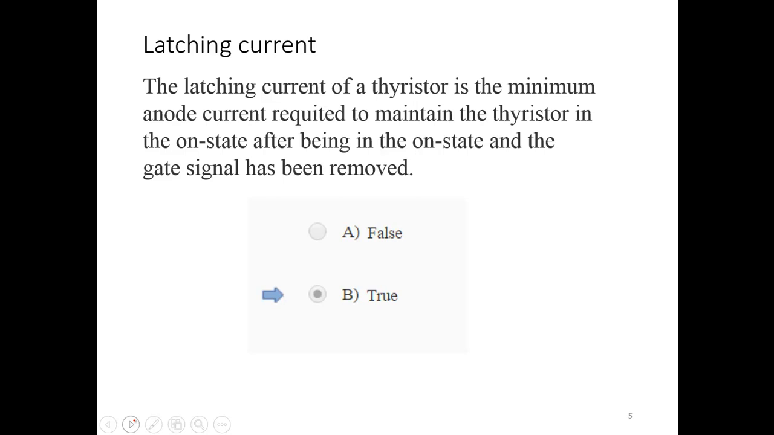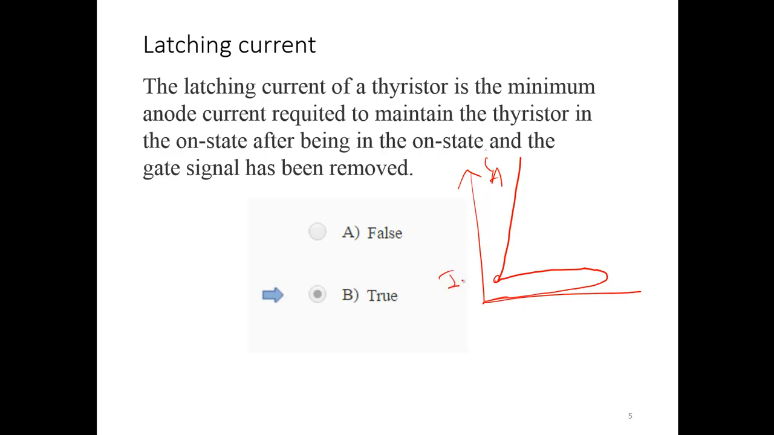The latching current of a thyristor is the minimum current required to maintain the thyristor in the on state after it has been turned on and the gate signal has been removed. Once you apply more than the forward voltage and then apply gate current, it tries to conduct. This is the anode current, and this is the latching current. It latches itself. That means the latching current is the minimum current to maintain the thyristor in the on state.